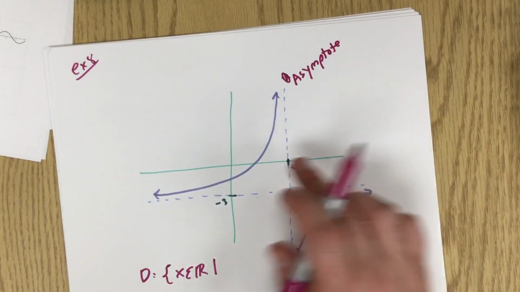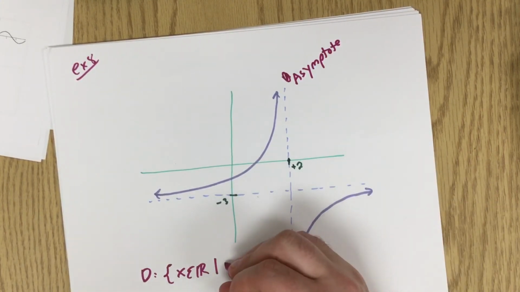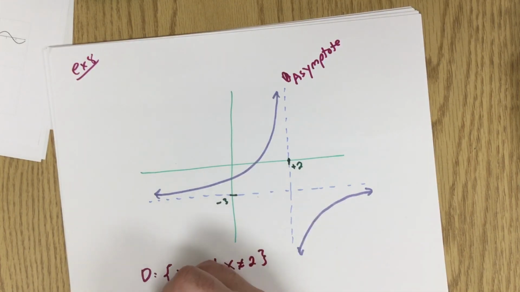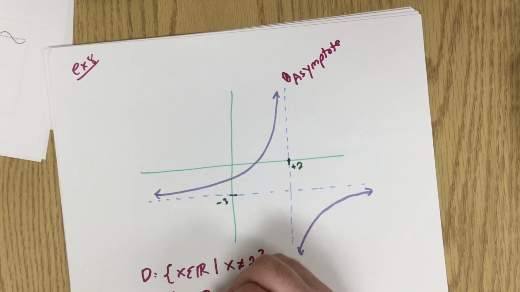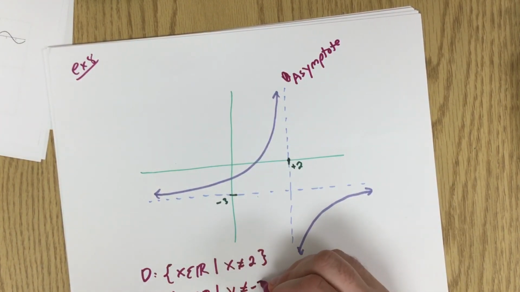But it never gets to 2. So the domain, x can be anything, but not 2. And for the range, y is all real numbers, as long as y is not -3.